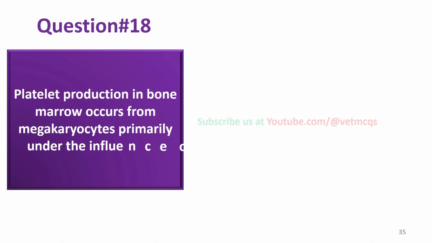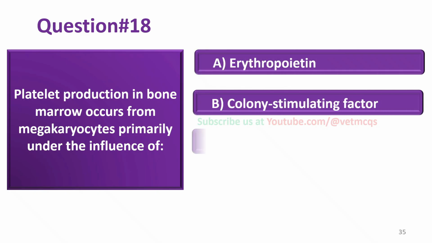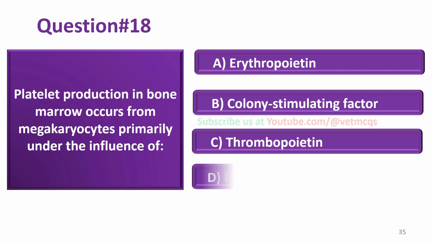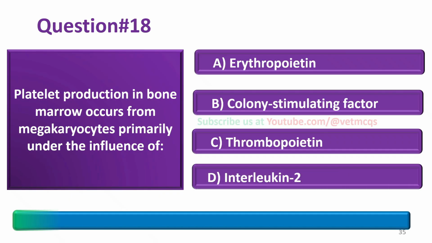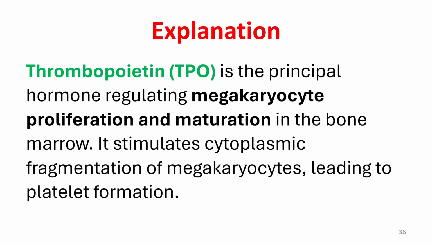Platelet production in bone marrow occurs from megakaryocytes primarily under the influence of erythropoietin, colony stimulating factor, thrombopoietin, interleukin 2. And the correct answer is option C, that is thrombopoietin.